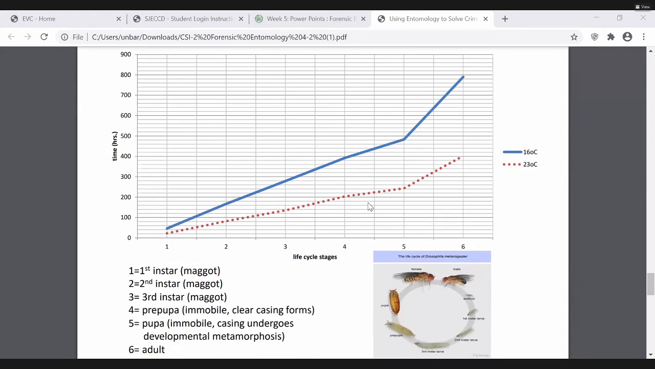So the first instar, the first stage of the maggot, is number one. Number two corresponds to the second instar maggot stage. Number three corresponds to the third instar. Number four to the pre-pupa, number five to the pupa stage, and number six is the adult.